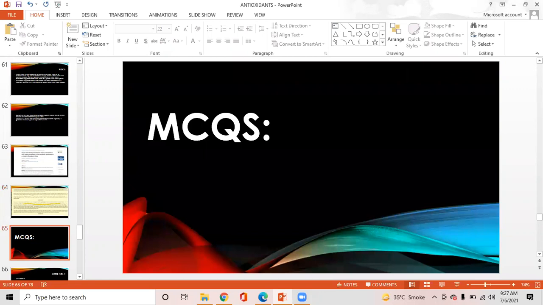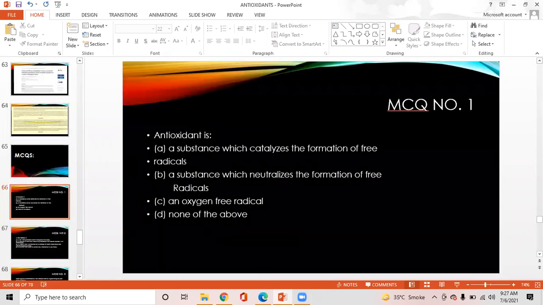Now coming towards the MCQs. MCQ number 1. Antioxidant is a substance which catalyzes the formation of free radical, a substance which neutralizes the formation of free radical, an oxygen free radical, or none of the above. B. Yes, B is the right answer.